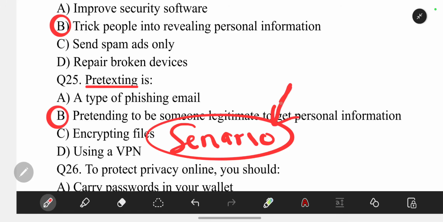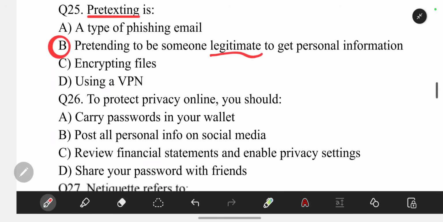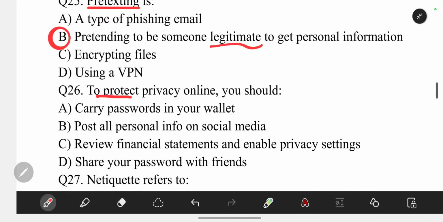Like, for example, they might bring a message to say you recently applied to this company, send your details and all that. This is the boss or the managing director and all that. Then that is what we call pretexting. You are pretending to be someone legitimate, meaning the real deal, in order to get personal information.